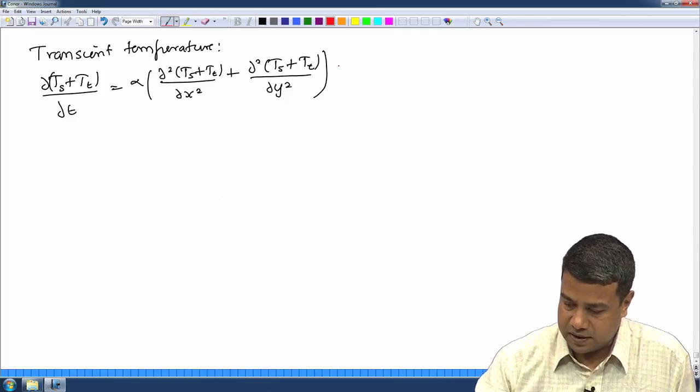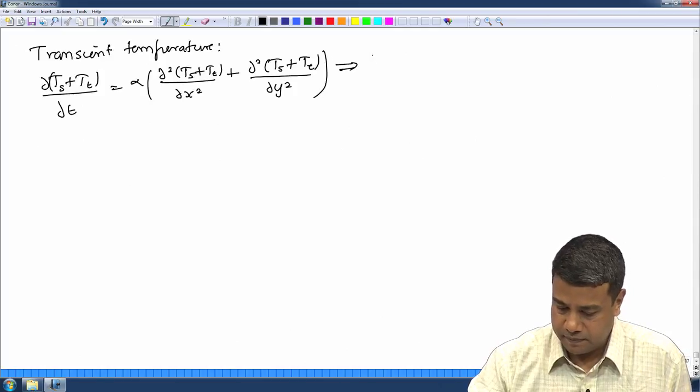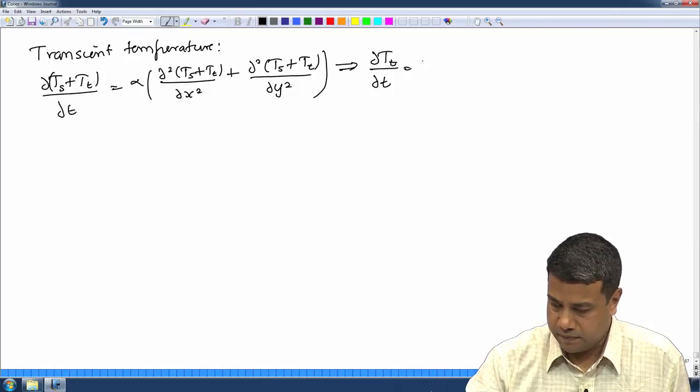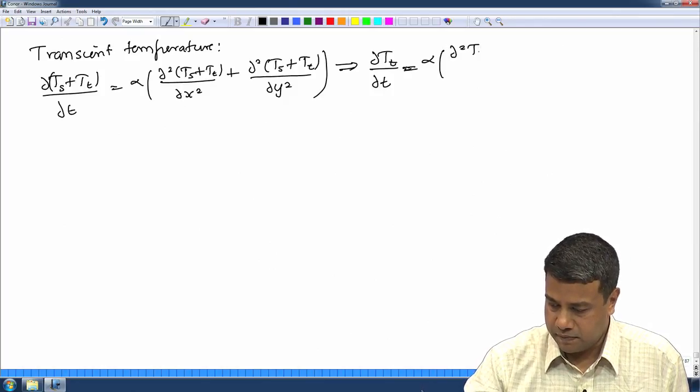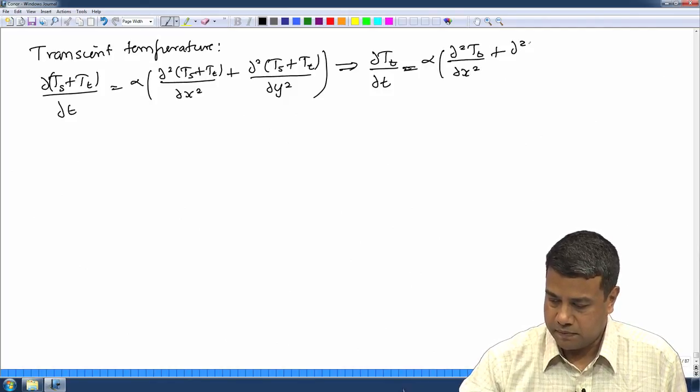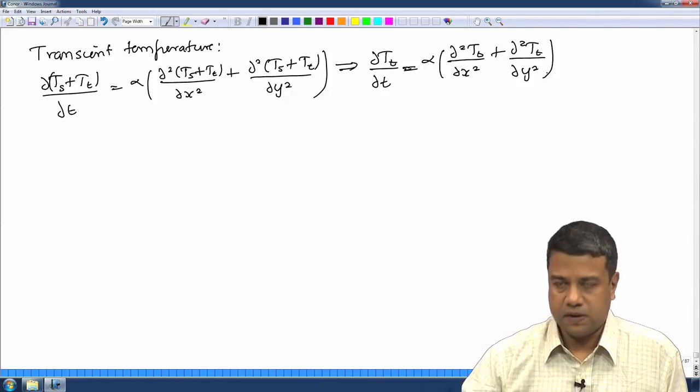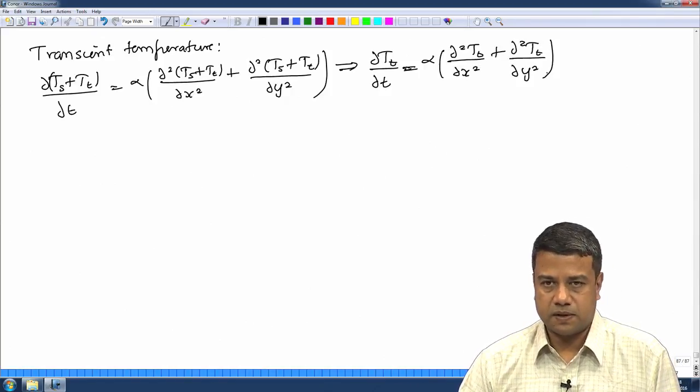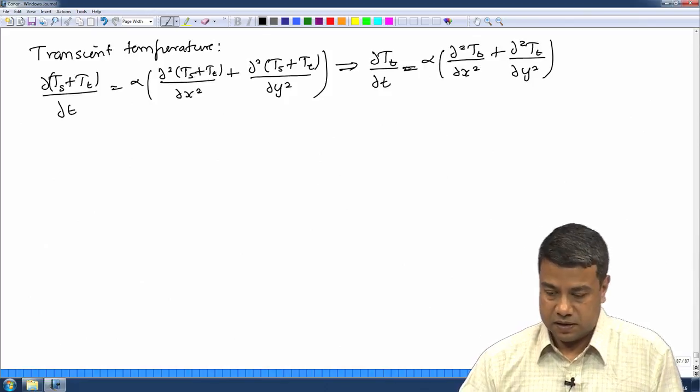Therefore, the equation for the transient part will end up as follows. So, that is the equation for the transient part. Okay. Boundary conditions.